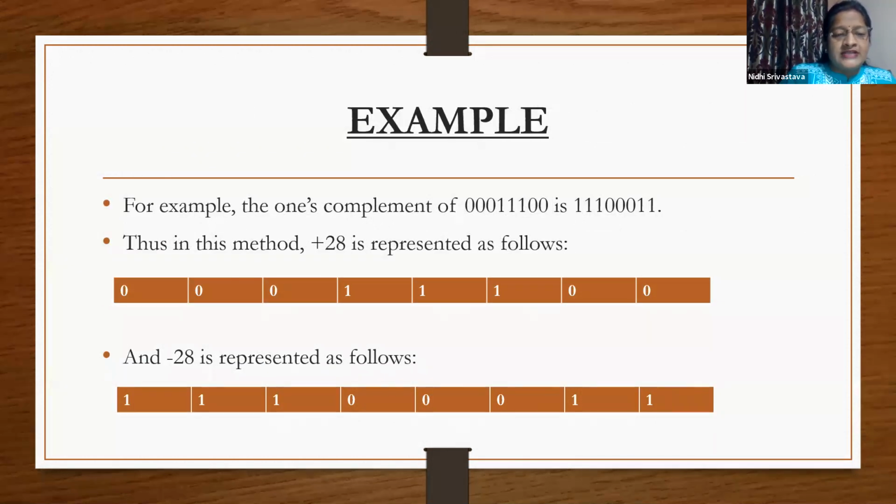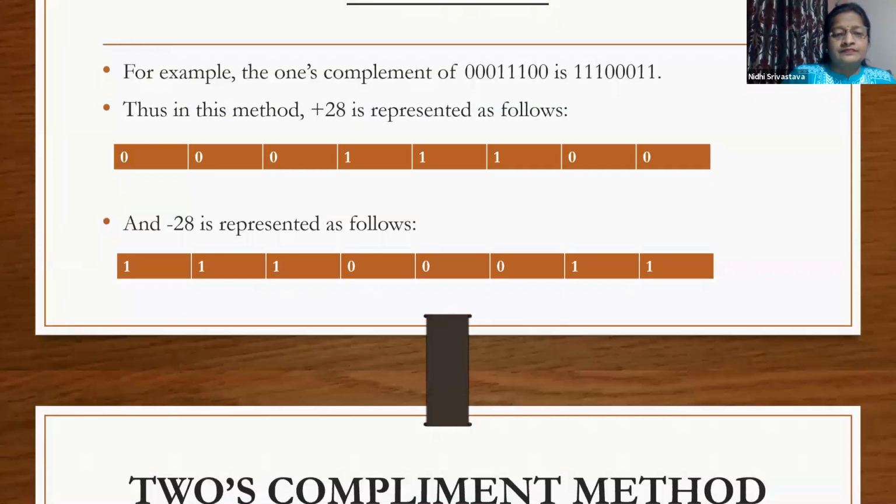For example, the 1's complement of 00011100 is 11100011. Thus, in this method, plus 28 is represented as follows: 0 0 0 1 1 1 0 0. And minus 28 is represented as follows: 1 1 1 0 0 0 1 1.